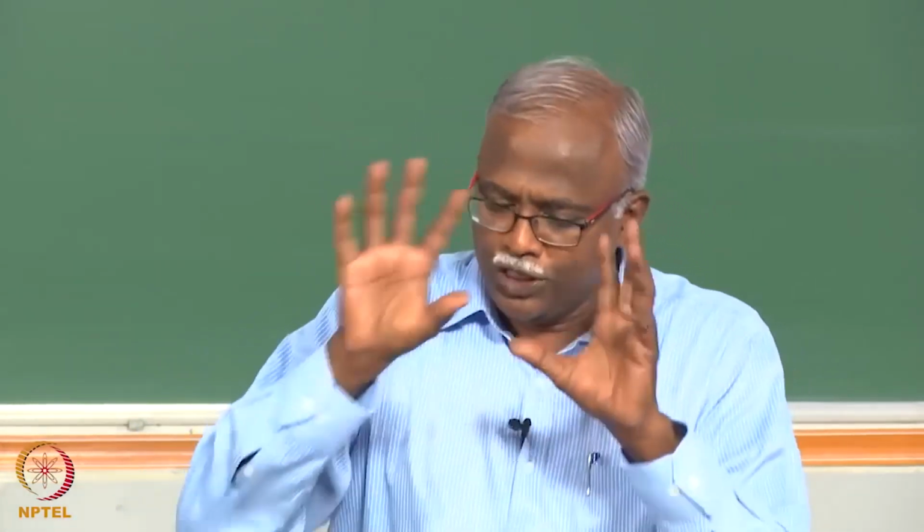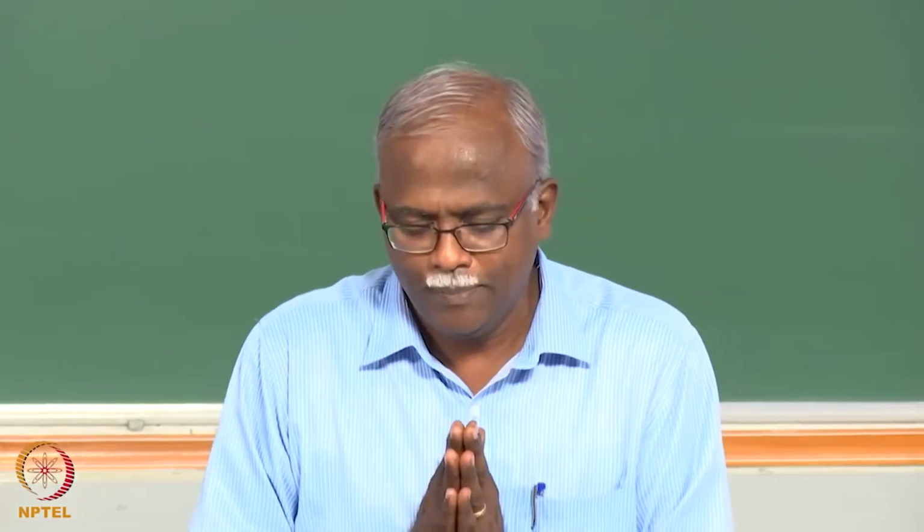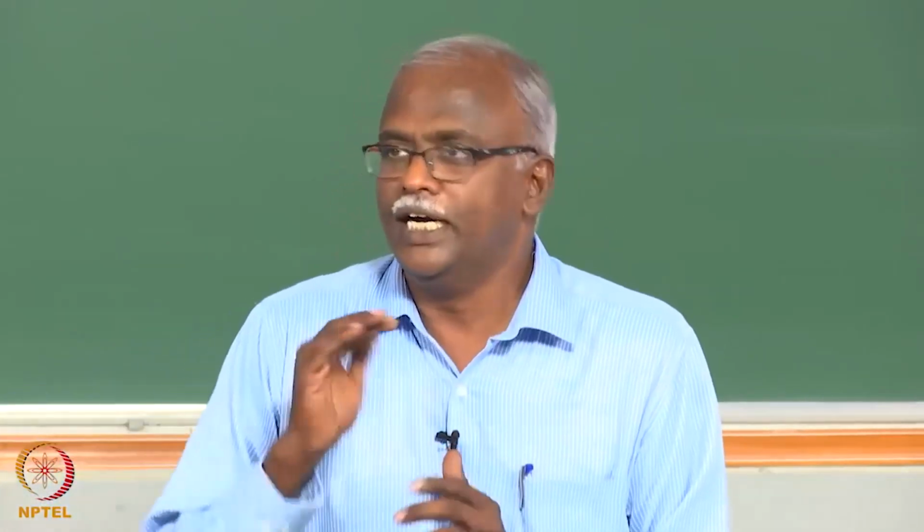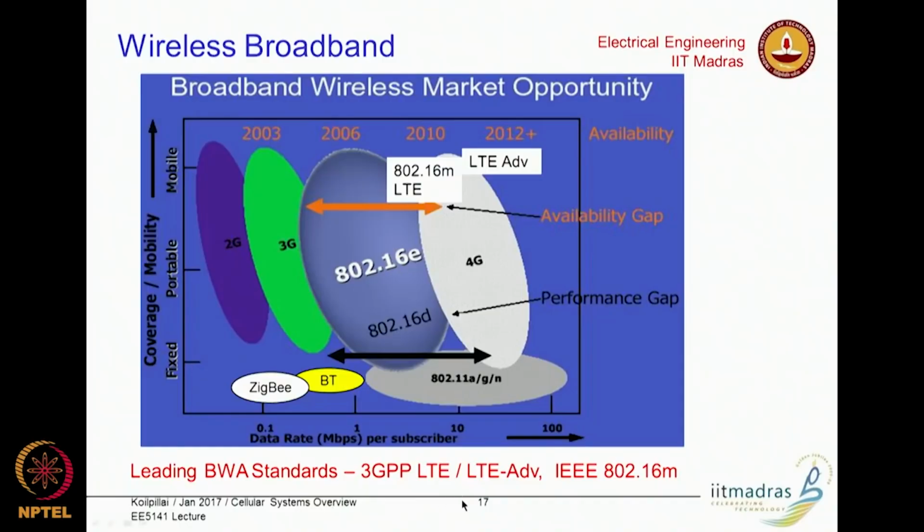A couple of conceptual pictures to keep in mind, showing the trend of cellular versus other technologies. If you remember, we talked about personal area networks, like Zigbee and Bluetooth. How do you characterize them with respect to cellular? One way is a chart which shows data rate in megabits per second on the x-axis, and on the y-axis, coverage or mobility. How much can a user move and still be connected to the same system?